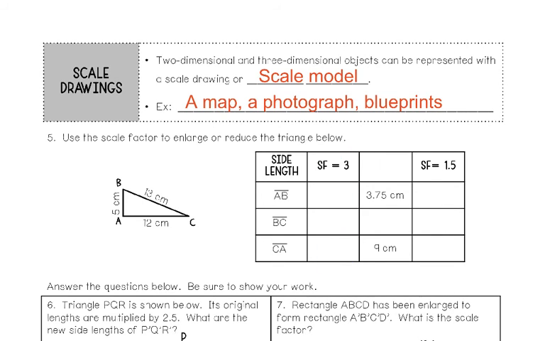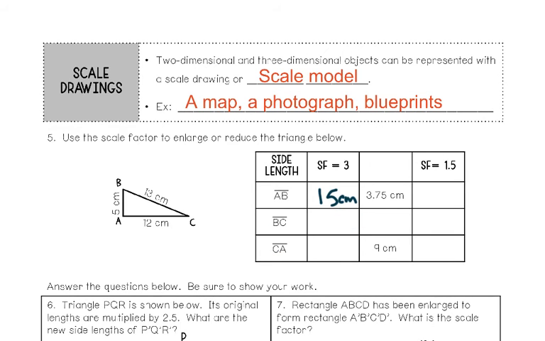Let's look at it this way. The scale factor is 3. So every side length here needs to be multiplied by 3. So side AB is 5. So 5 times 3 is 15. And then make sure you write your units, centimeters.